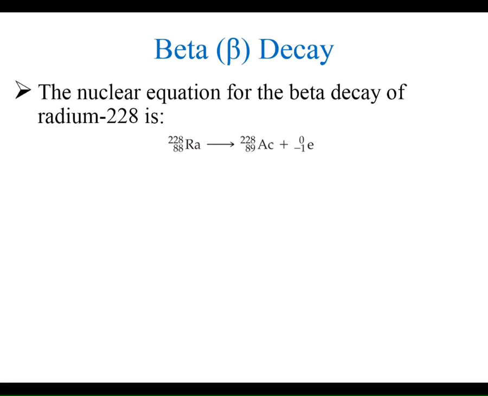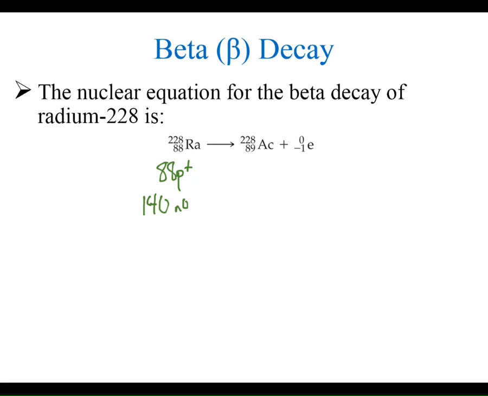How many protons does radium-228 have? Not a trick question. That would be the easiest one. How many protons? 88. Thank you. If it has 88 protons, how many neutrons must it have had? 140. 228 minus 88, right? So 140 neutrons.